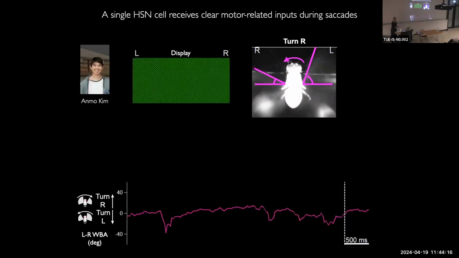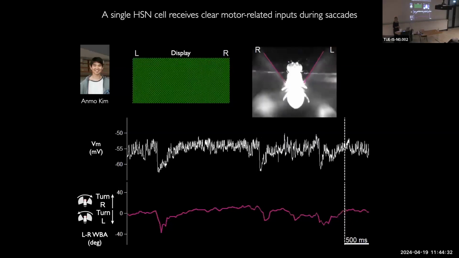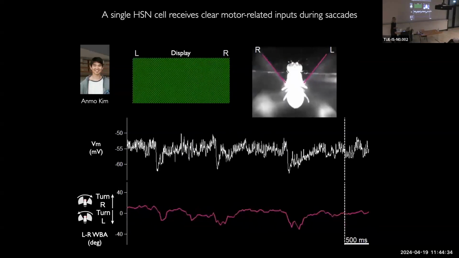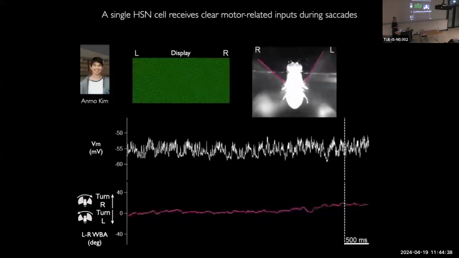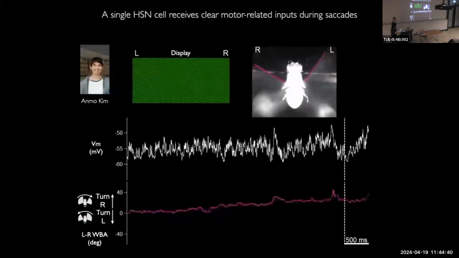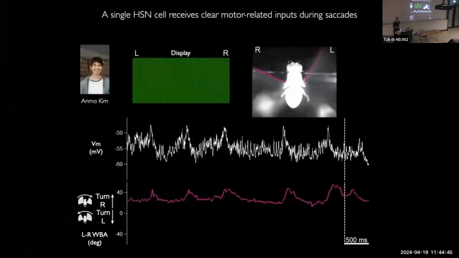And then we can at the same time record in whole-cell patch clamp recordings, in this case in a horizontal north cell. And here you see in the absence of any acute stimulation, there's this coinciding hyperpolarizing input that comes with these wing flicks. And this is going to happen again and again, and then she's going to stop saccading, and at some point she's going to saccade in the other direction. So here now we have rightward turns, and then we get depolarizing input.